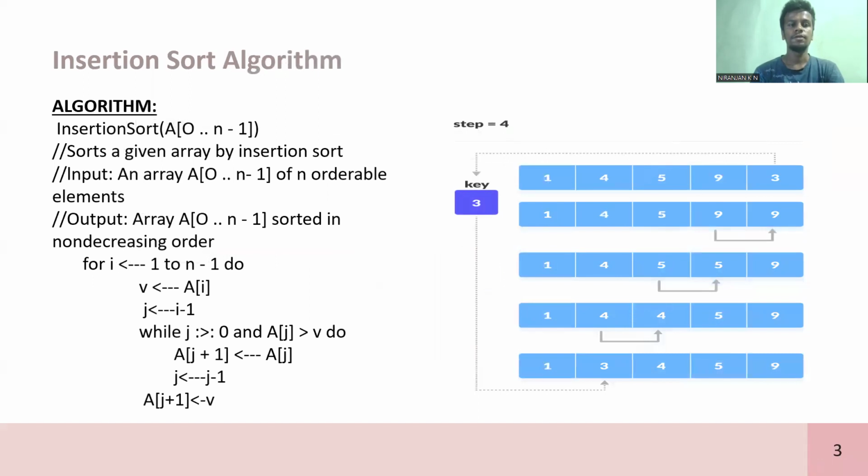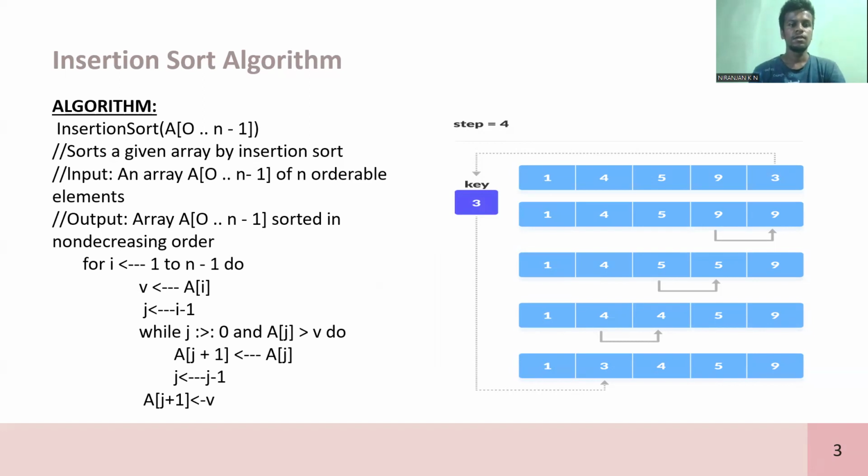So the algorithm of insertion sort sorts a given array by insertion. The input is an array A[0..n-1] of n orderable elements. So we get an output of array A[0..n-1] sorted in non-decreasing order, which is also called ascending order.